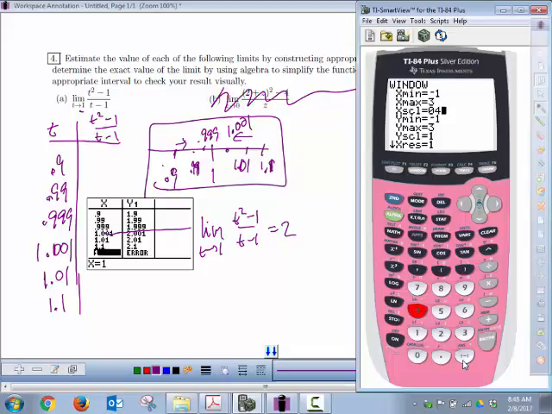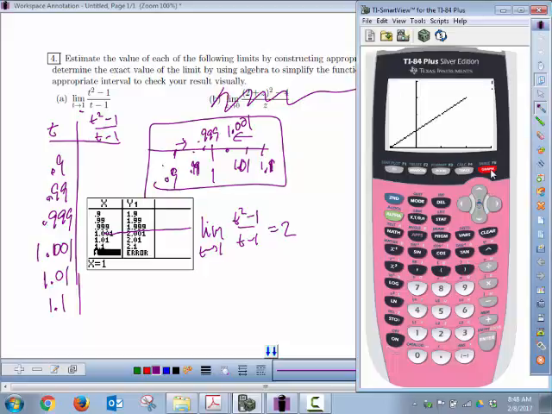And then, oops, that's not where I want. I want my scale to be 1, not 14. Okay, my y min is 0, and my y max is 4, and also a scale of 1. And then I think that's it. Let's graph it.